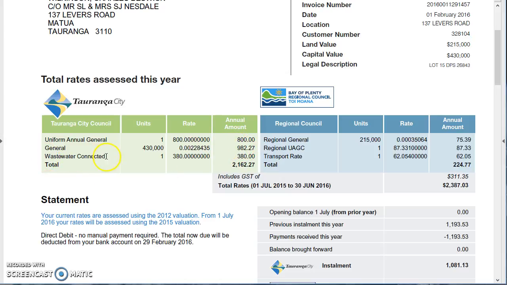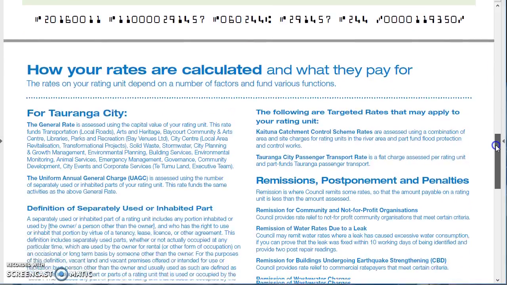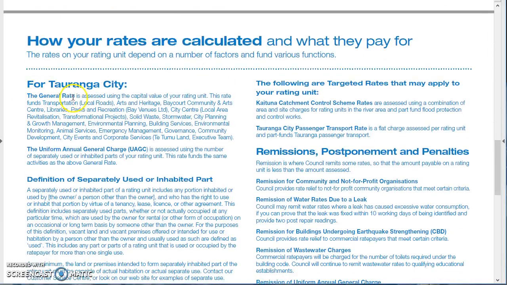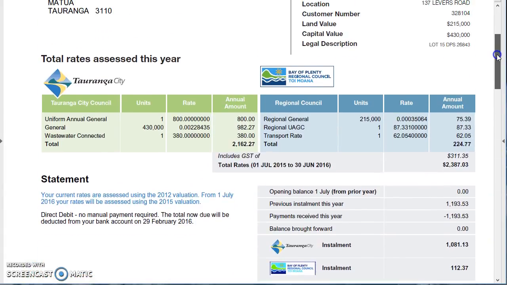Next charge is the wastewater connected. Again, this is a set charge throughout the city, so $380 there. These are lumped together into the same bank account, if you will, but the wastewater connected charge just provides a little more transparency on what this is getting spent on. If you're wondering what rates are for, we'll answer this question in a different video, but as a quick introduction, on the second page it gives you a list. It includes local roads, arts and heritage, Bay Court, parks and recreation, libraries, transformation, solid waste, stormwater, that kind of thing. I have that in another video later.